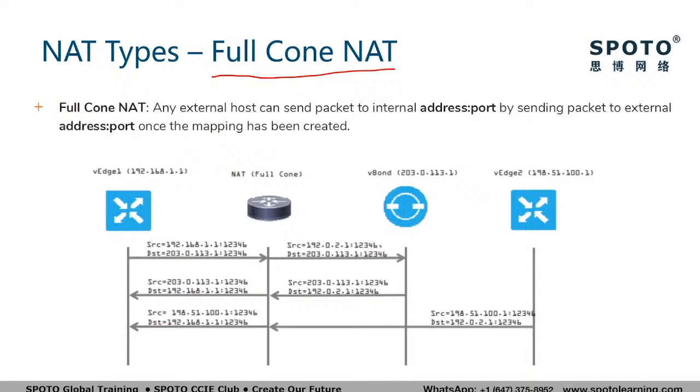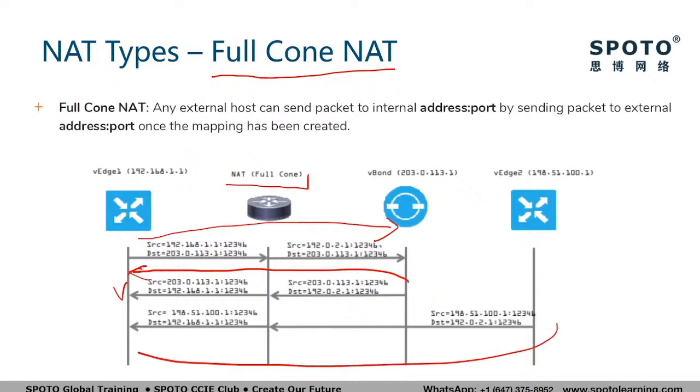Like the diagram shows here, when the vEdge would like to talk to this vBond, it goes through a full-cone NAT over here, and the vBond responds back to the communication initiator. The NAT session has been established at this stage. Then these two devices, they can talk to each other. No problem at all. This is called full-cone NAT.